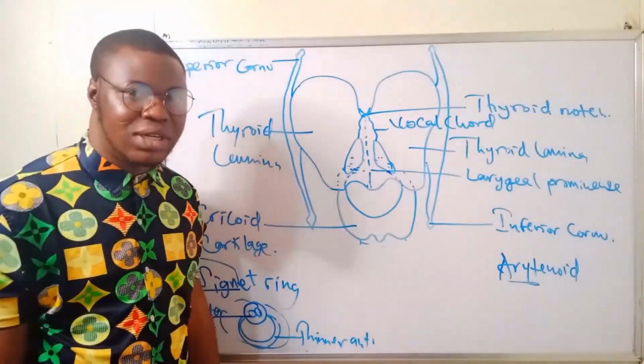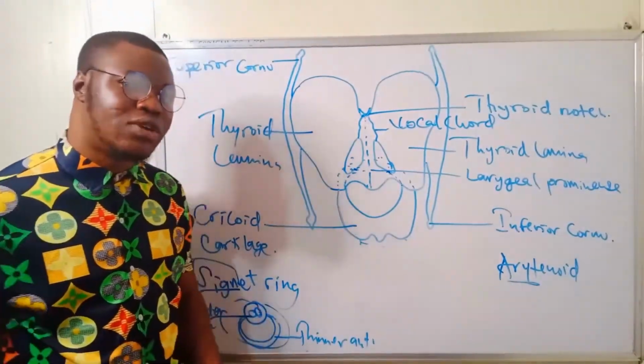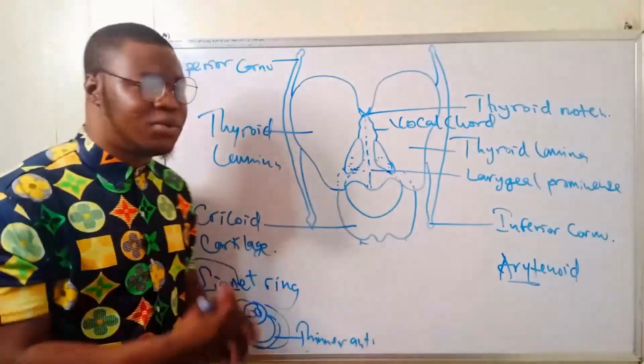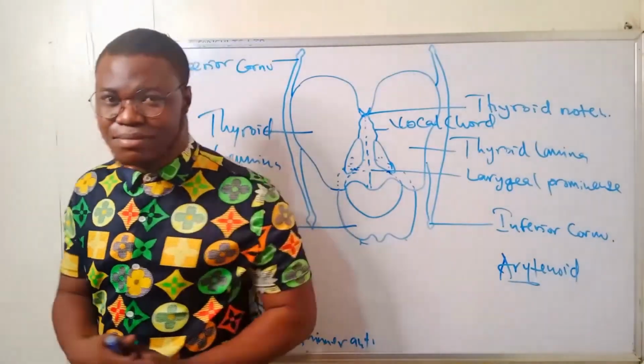Now I'll clean the board and complete this diagram. And I will add some things to it too, so that you can add it to the description of each cartilage. So I will be right back.